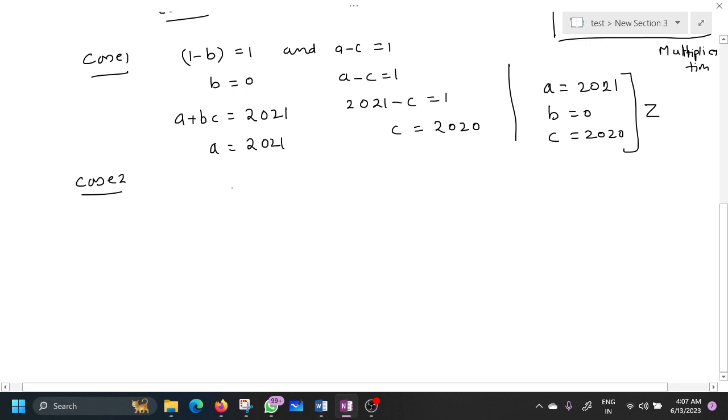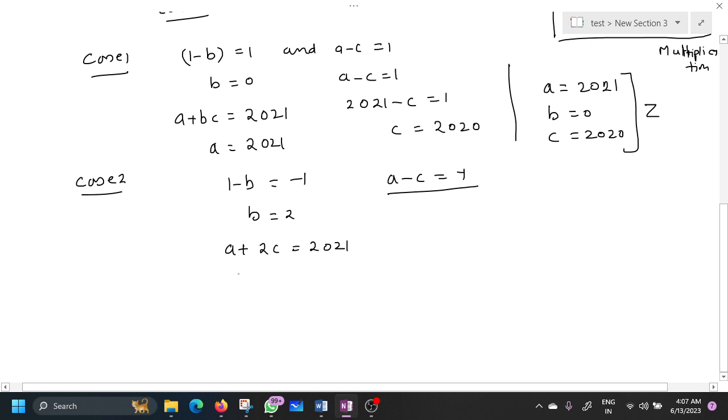We have 1 minus b equal to minus 1 and a minus c also equal to minus 1. From here you get b is equal to 2, and if you put b is equal to 2 in one of the equations, you get a plus 2c is equal to 2021, which is not enough, and we have here a minus c is equal to minus 1.